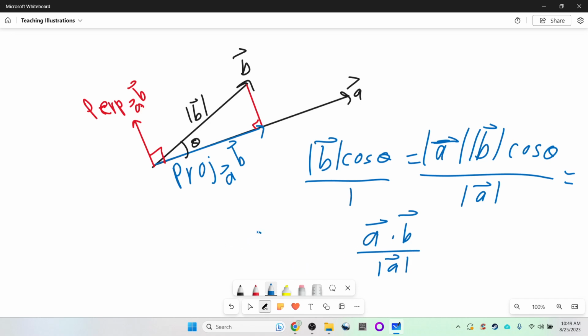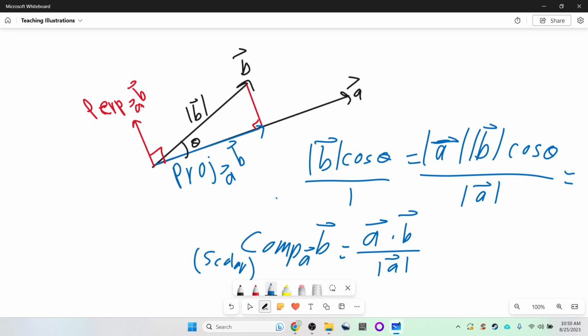So this will be called the component of B in the direction of A. And this is a scalar here. It just refers to how long this vector is. It's not a vector, it's just its length.